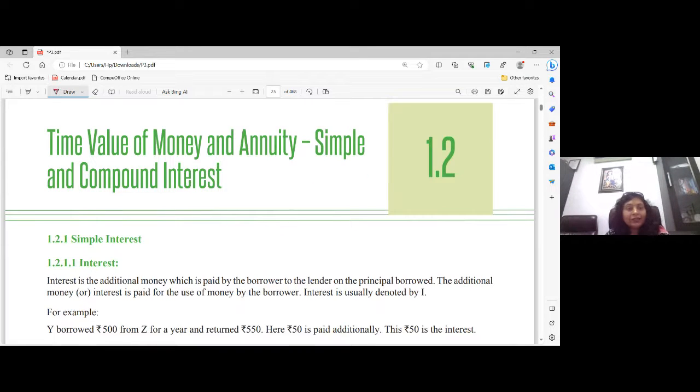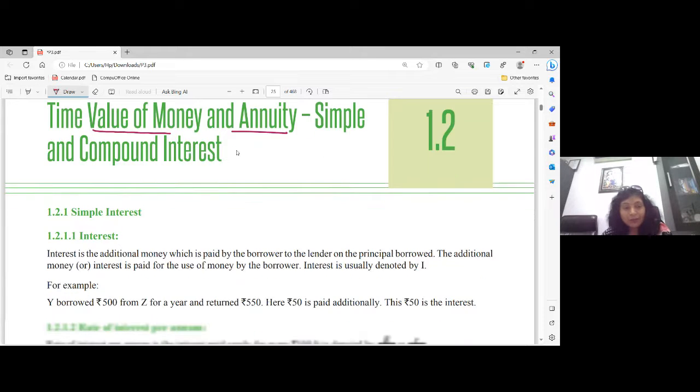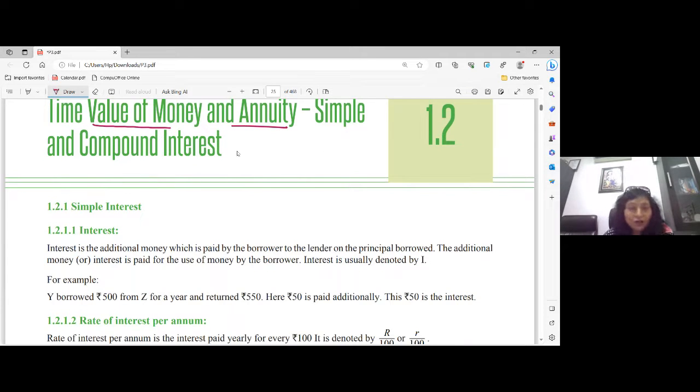Next, the next concept is time value of money and annuity. So this is a very important concept, time value of money. Now, what is this time value of money? Whatever money is lying at your home, which is not earning anything, you want to invest that money so that you can earn some returns from it. This is called time value of money. So basically, time value of money is called interest.